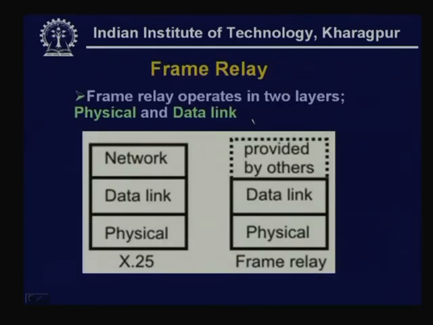The frame relay operates in 2 layers compared to 3 layers used in X.25. So, you can see here, this is the frame relay. It has got 2 layers, physical and data link, and the upper layers are provided by others, maybe by the IP protocol, which we shall discuss later. On the other hand, the X.25 also supports the network layer. It has got 3 layers, as you have already discussed. So, with the help of these 2 layers, the communication is performed.